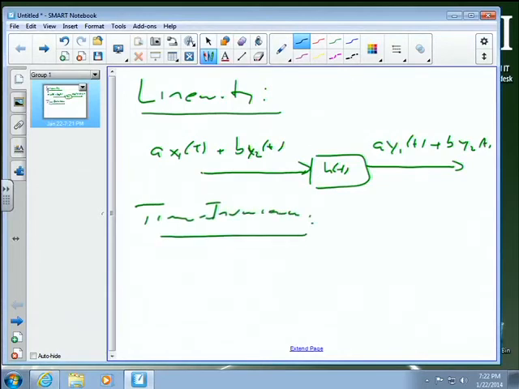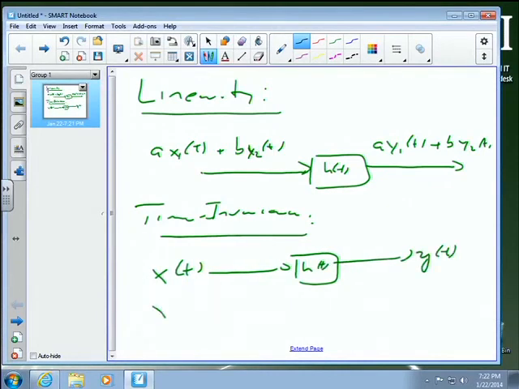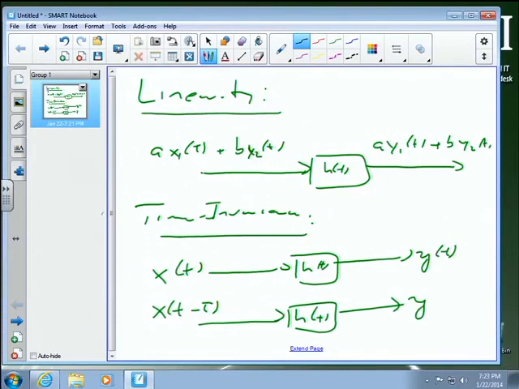is also very interesting. If I have an input x(t) fed into a system that gives me y(t), that means if I feed x(t minus tau) into a time invariant system, it should give me y(t minus tau). So a shift in the input gives me the corresponding shift in the output. Linear time invariant, or LTI, is the combination of these two properties. And that's cool stuff, all right?